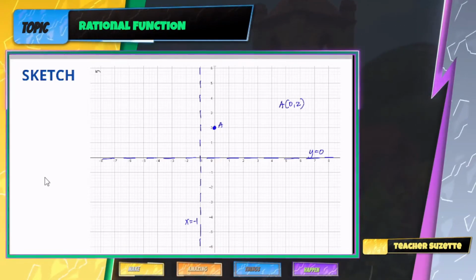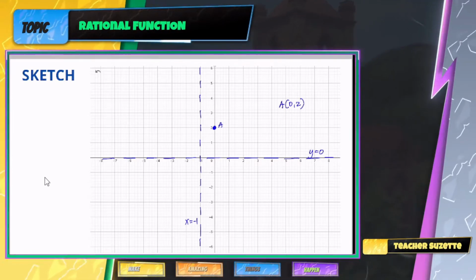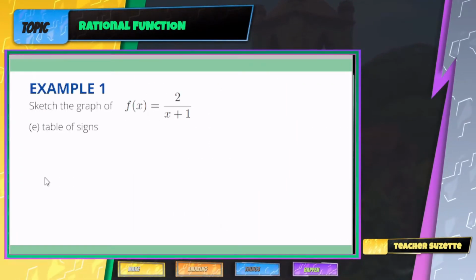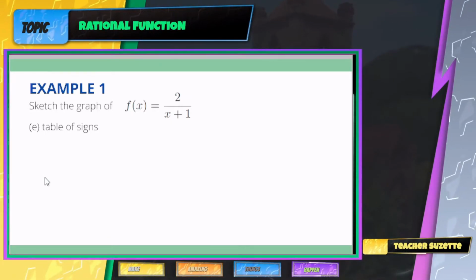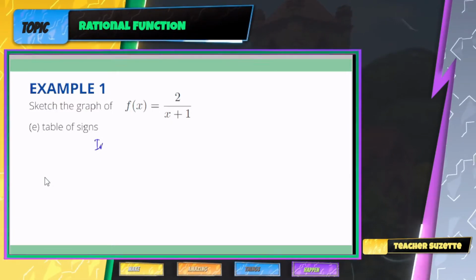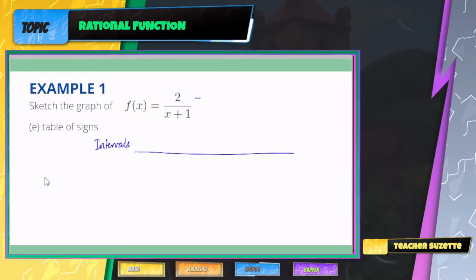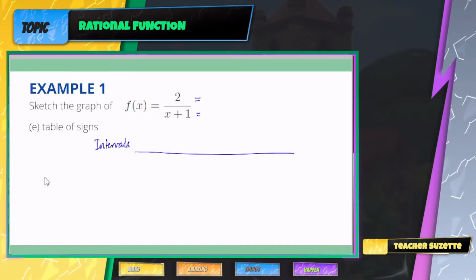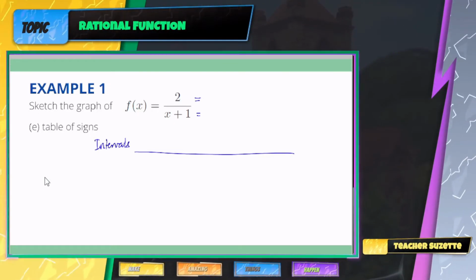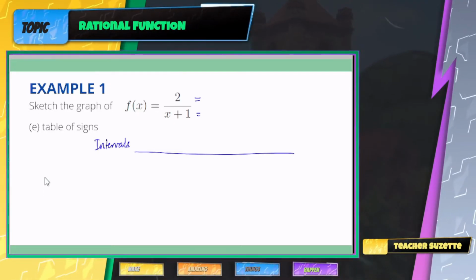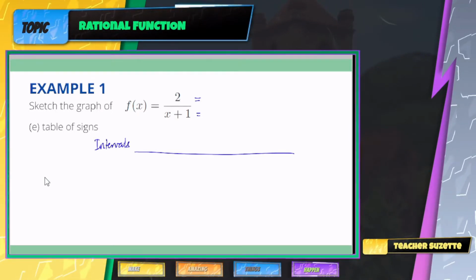Now, titingnan na natin kung ano na magiging direction or behavior ng ating graph. So, we can evaluate that by using table of signs. So, ang ating table of signs ay makukuha first, kailangan nating mag-identify ng ating intervals. And obviously, dito, to get the intervals, you have to equate your numerator and denominator. So, para sa ating numerator, wala naman tayong ma-equate dyan. That is already positive 2. So, dun tayo sa ating denominator, which is x plus 1.